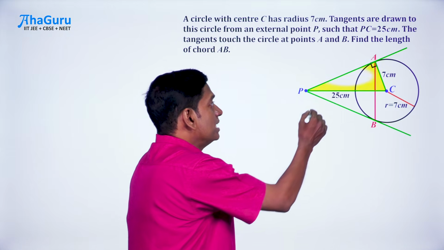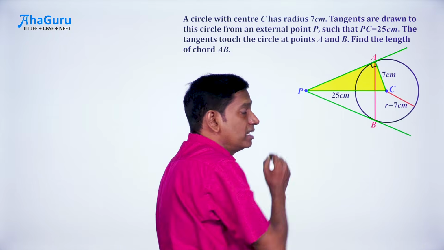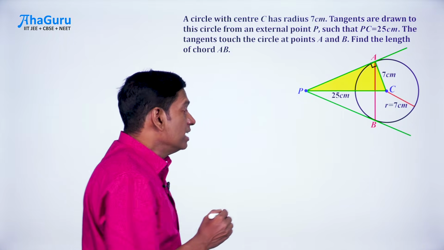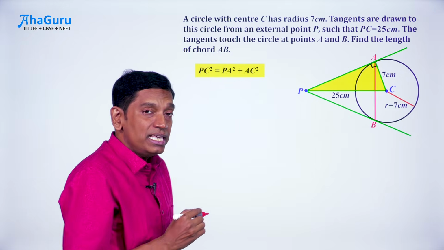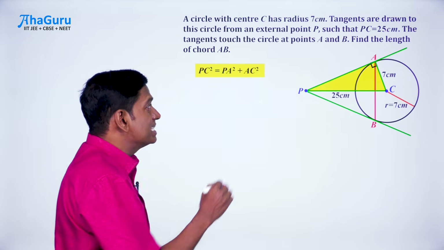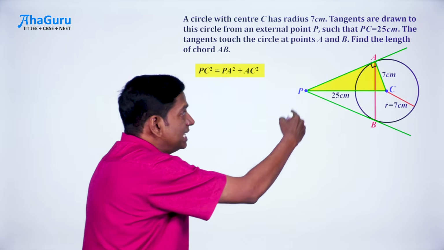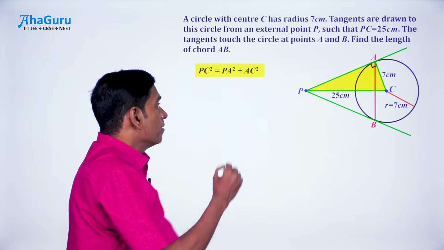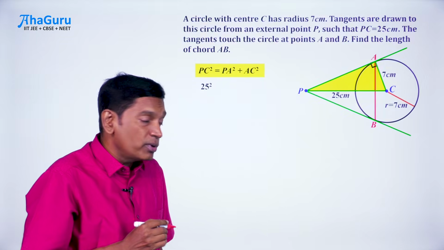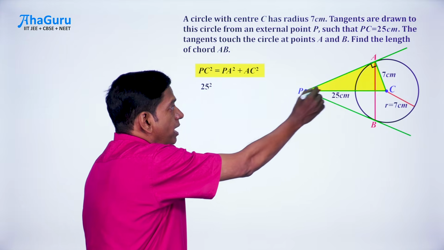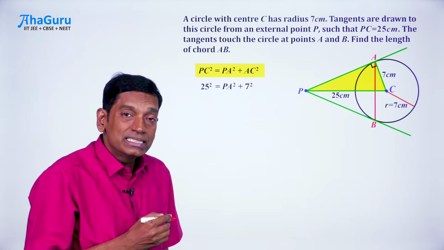So the first thing is to consider triangle ACP. Now it's clearly a right angle triangle because there is a 90 degree angle. Therefore we can apply Pythagoras theorem and we can write PC square is PA square plus AC square. Clearly PC is the hypotenuse because it is opposite the 90 degree angle. Now we know that PC is 25 cm. So we can substitute here as 25 square equals PA square plus AC is 7, so you will get PA square plus 7 square.